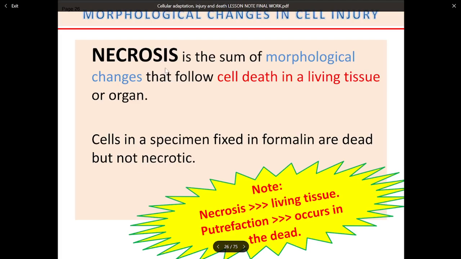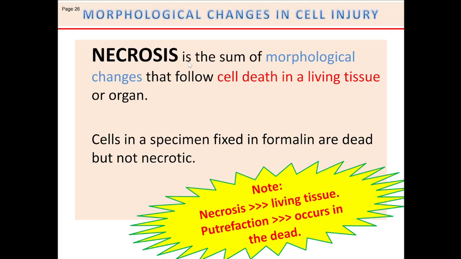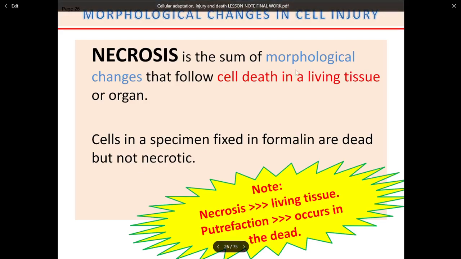Necrosis is defined. Well, let me just put it the way it is in the material. Necrosis is the sum of morphological changes that follow cell death in a living tissue or organ. Please note the definition, it's so important. Necrosis is the sum of morphological changes that follow cell death in a living tissue or organ.